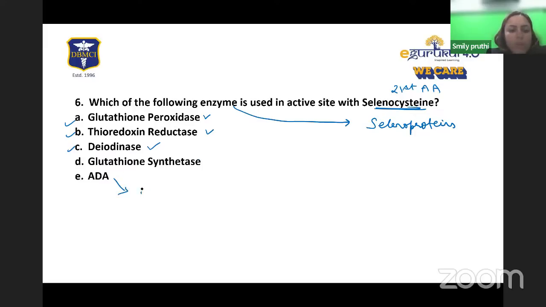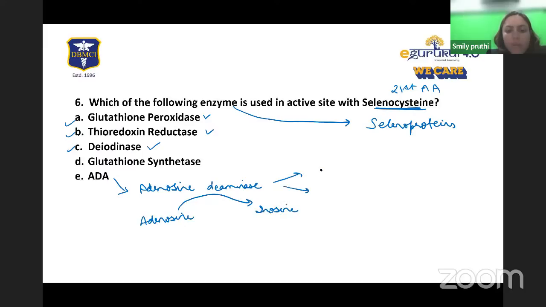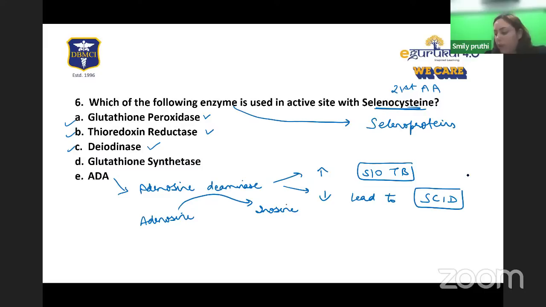So what is ADA? ADA is adenosine deaminase. This enzyme converts adenosine to inosine. If this enzyme is increased, it is suggestive of tuberculosis. If it is decreased, it will lead to SCID, severe combined immunodeficiency, right?